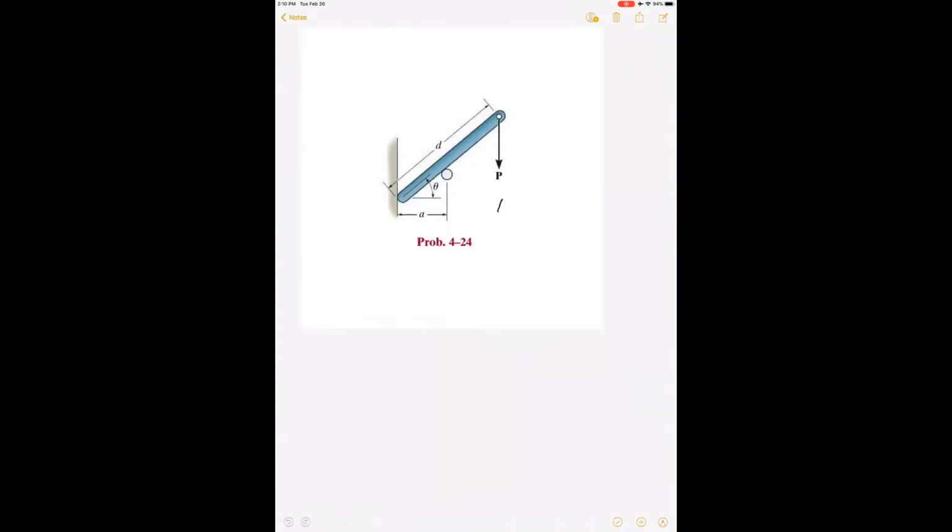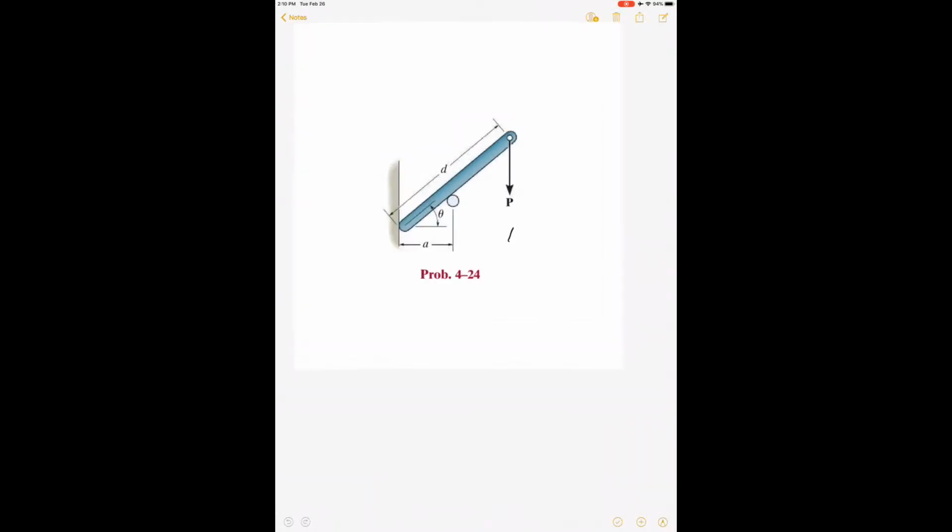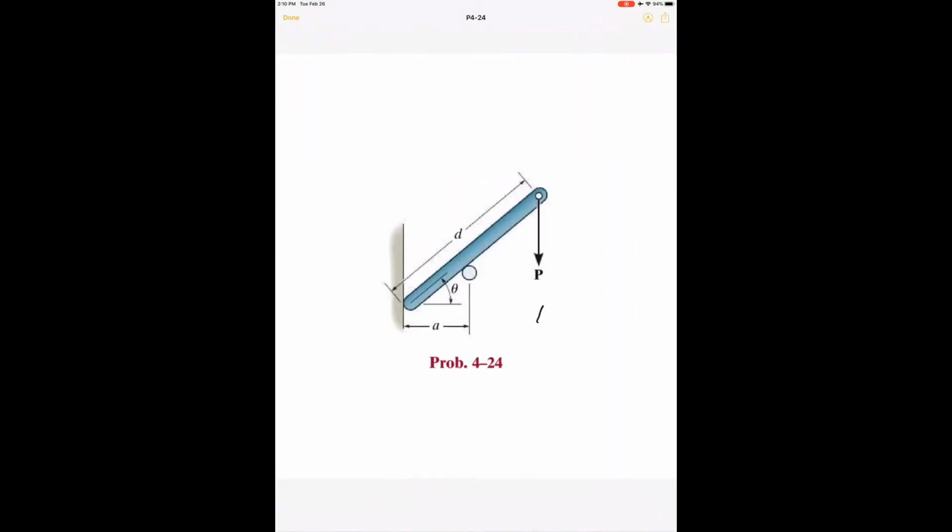Problem for 24 in the Vector Statics book, 5th edition by Hibbeler. In this problem you have a beam that has a contact point at the wall at this location. You see that this is just a smooth, frictionless contact point, right?